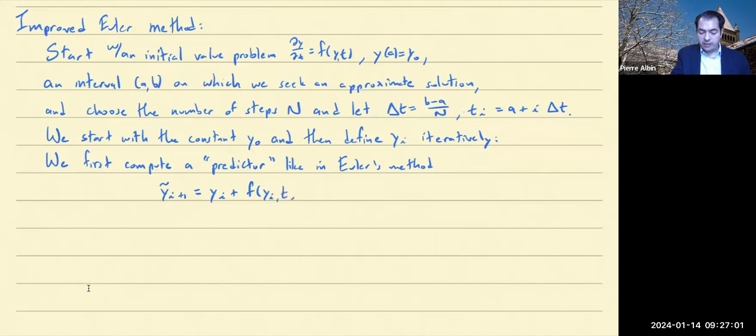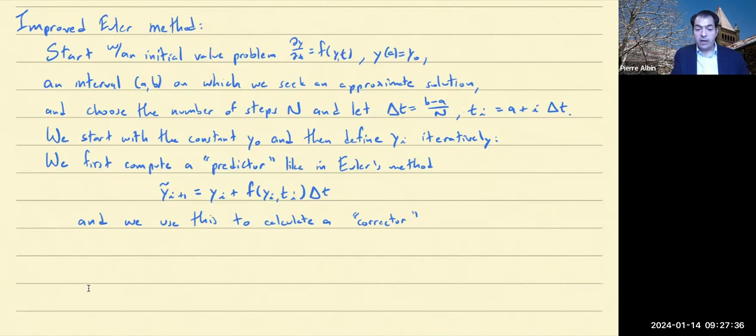It's just what Euler's method predicts for y_{i+1}. So you just take the slope at the point (y_i, t_i), multiply it by the step size and add that to whatever you have. And this is your predicted value of y_{i+1}. And then we use this to calculate a corrector, right? So this is where we're going to improve on Euler's method.